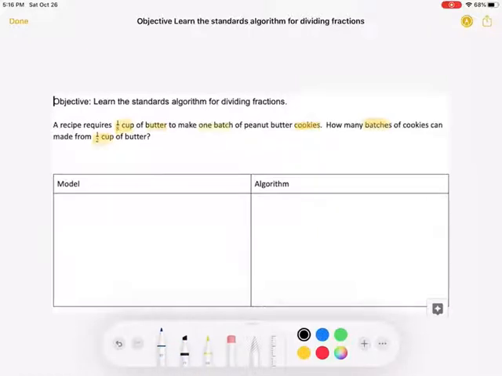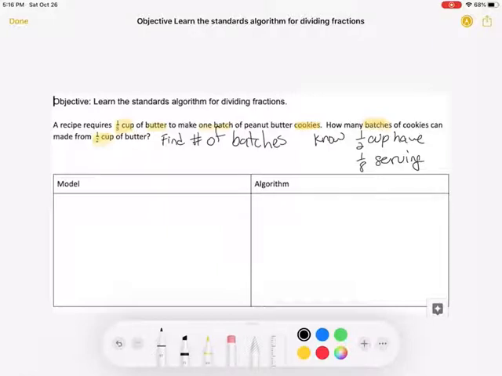So let's quickly find, so we're trying to find the number of batches. And batches is just a fancy word for sets, almost. Sets of cookies. So we can make one set of cookies with 1/8 cup butter. How many sets can we make with 1/2 cup butter? So we know that we have 1/2 cup, and 1/8 cup is a serving.